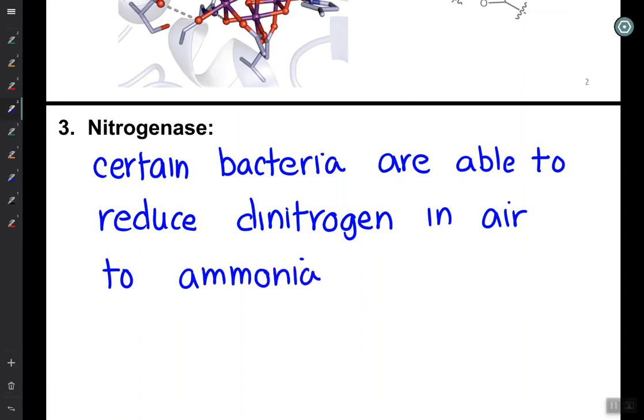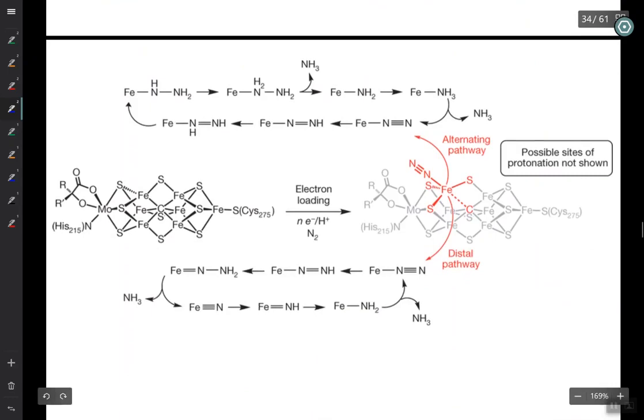And this is such a challenging reaction because normally if you take N2 and try to directly reduce it to ammonia, the activation barrier for that reaction is extremely high. But nature, again, has been able to figure out how to get around this using a multi-step process. So exactly how that works is still very debatable.